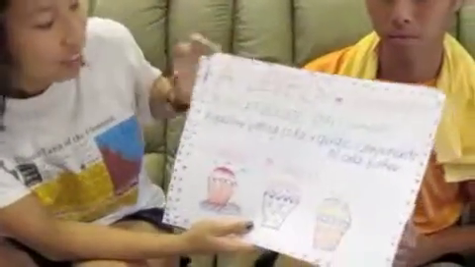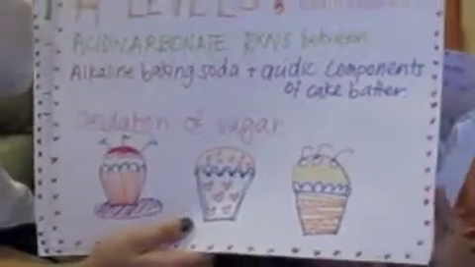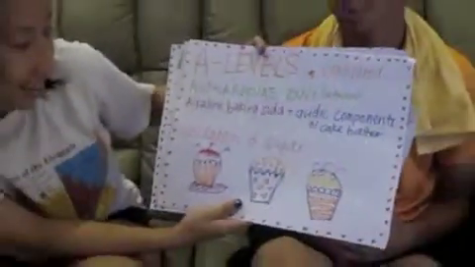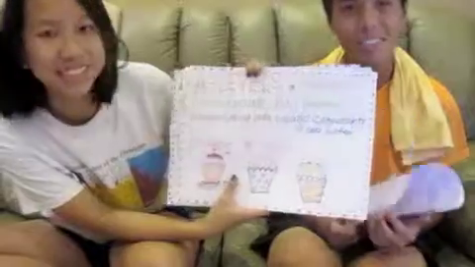Also, we talked about the acid and carbonate reactions between the alkaline baking soda and the acidic components of cake batter. And also we talked about the oxidation of sugar.